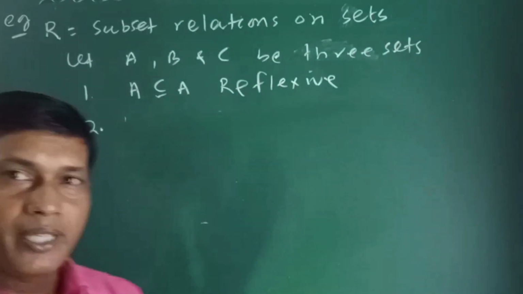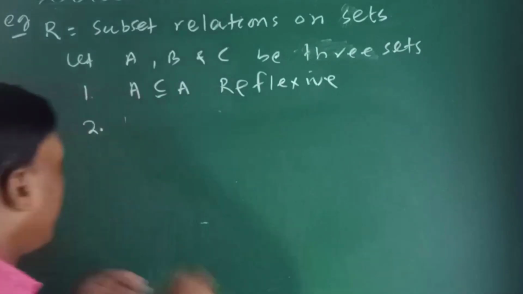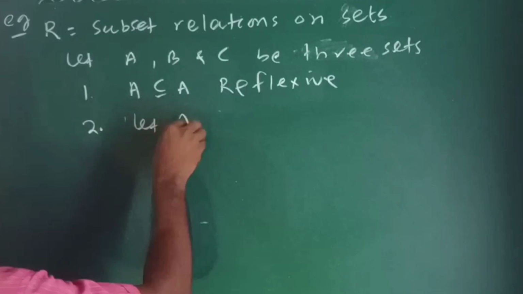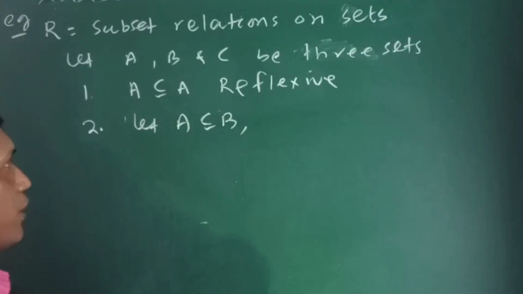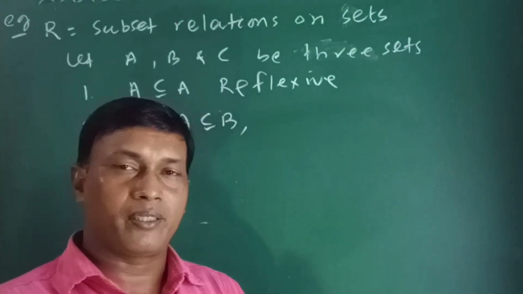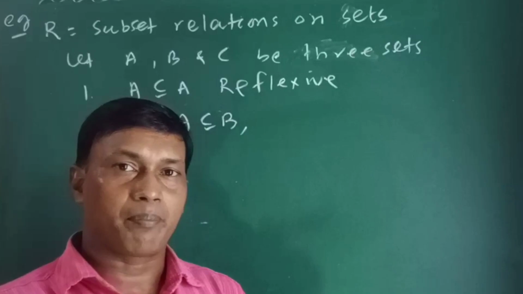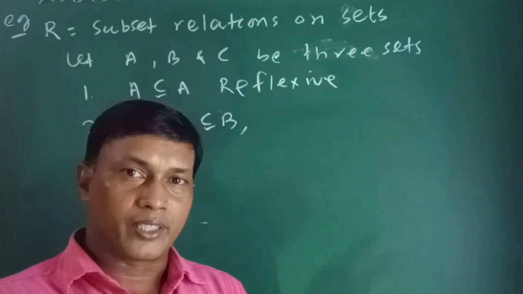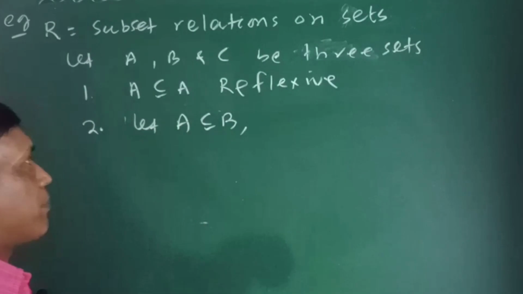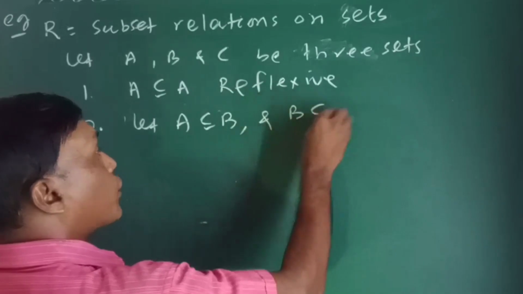Next, to show symmetric. Symmetric means if A is related with B, then we have to show B is related with A. Let A be related with B. Here the relation is subset. That means let A be a subset of B, and we have to show B is a subset of A. But in general, if A is a subset of B, then B is not a subset of A. The only condition where A is a subset of B and B is a subset of A is when these two sets are equal. So here, if A is related with B, that means A is a subset of B, and B is related with A, that means B is a subset of A.